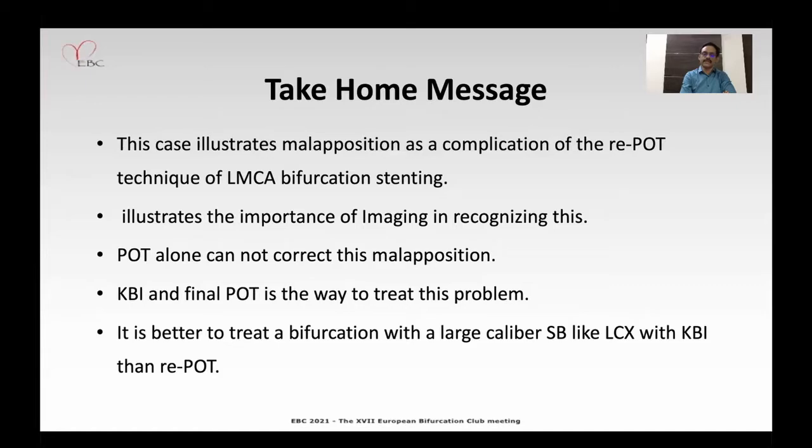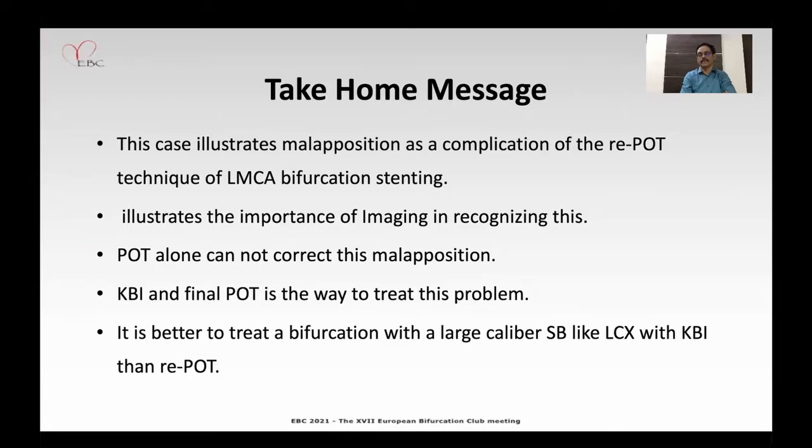And better not to treat an LMCA with the reverse POT. It is better to treat an LMCA in a provisional strategy with a final kissing and final POT. And we can use the reverse POT technique in a non-LM bifurcation like LAD diagonal or LCX OM.